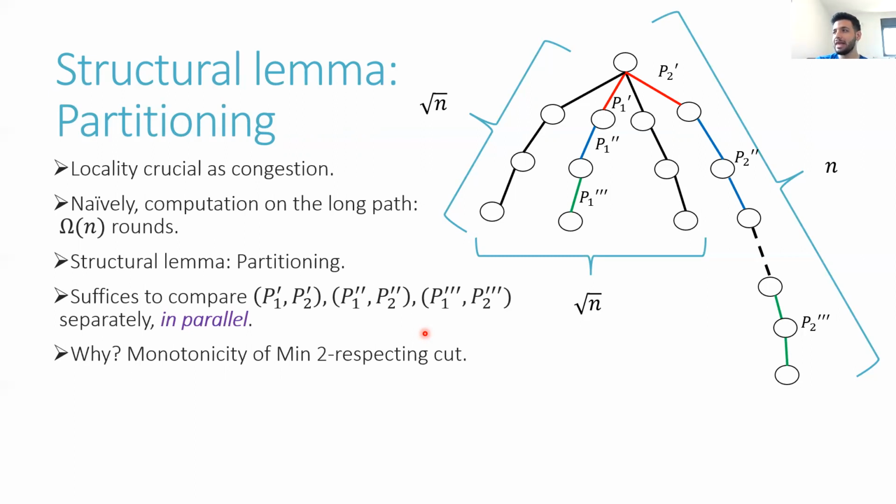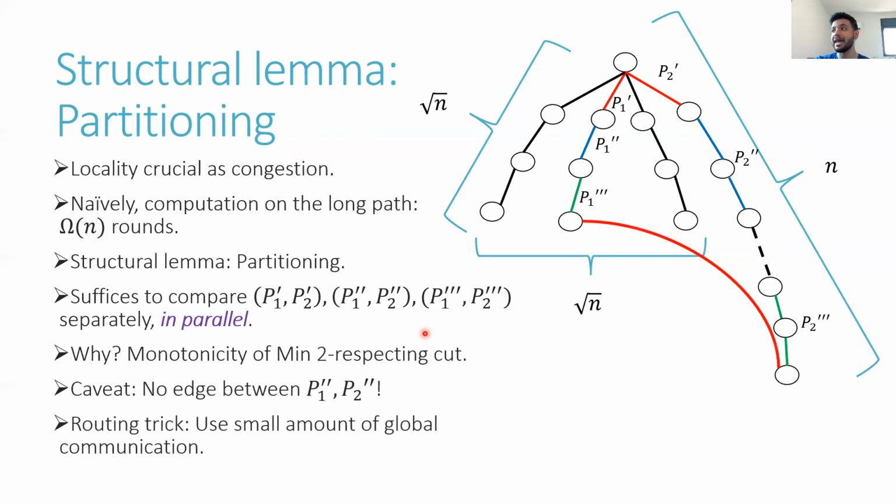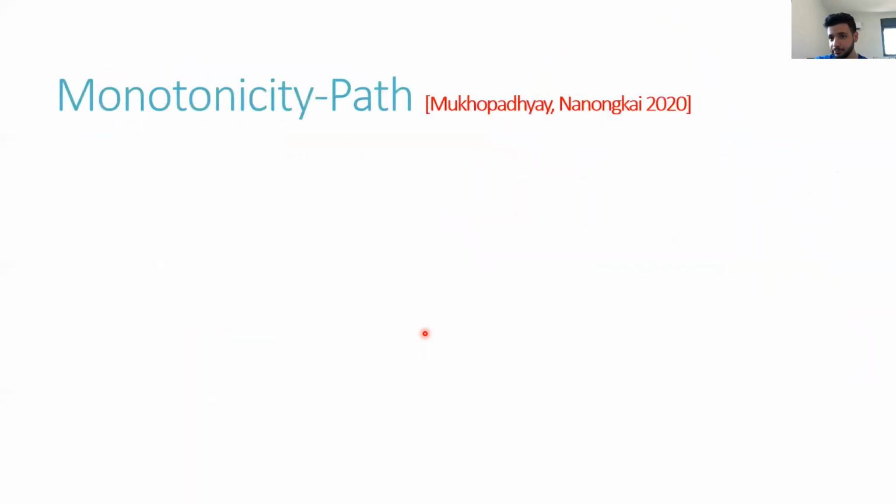But for now, let's focus on a slight caveat here. What if there is no edge between P1 double prime and P2 double prime? How are they going to communicate? For this, we use the routing trick. We show that in this case, it actually suffices to broadcast a small amount of global information in order to solve the case that two paths which we need to compare have no edges between them.